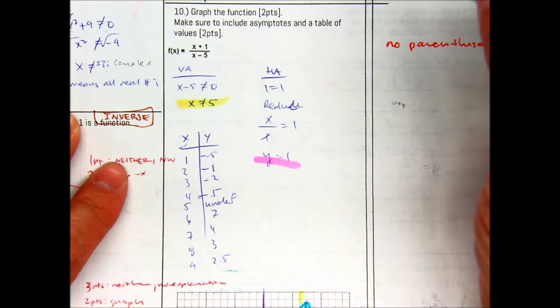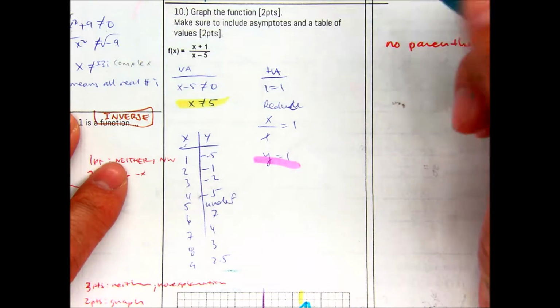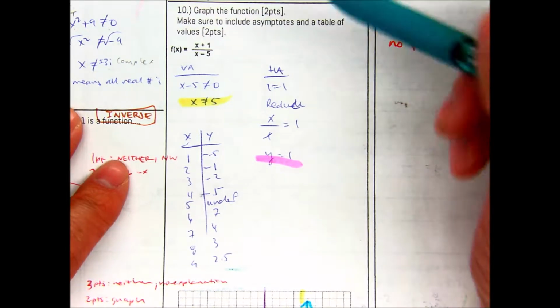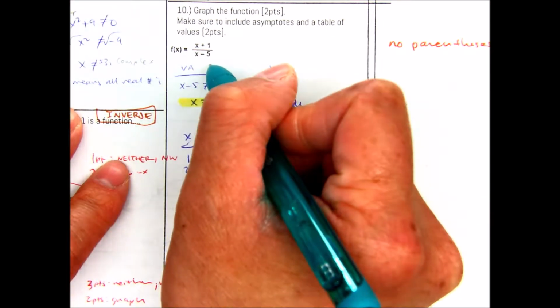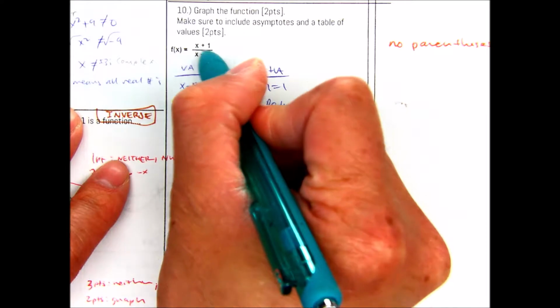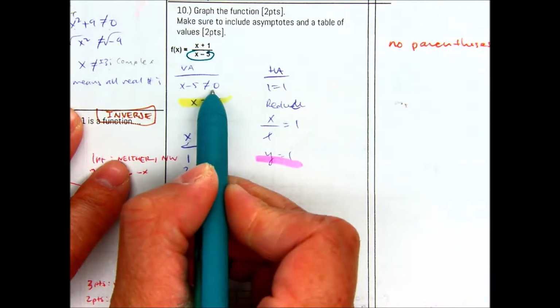To find a vertical asymptote, you're going to take the denominator and set it not equal to 0. Add 5 to both sides. X cannot equal 5. And that looks like, on my graph, a dotted line where all your x values are 5.